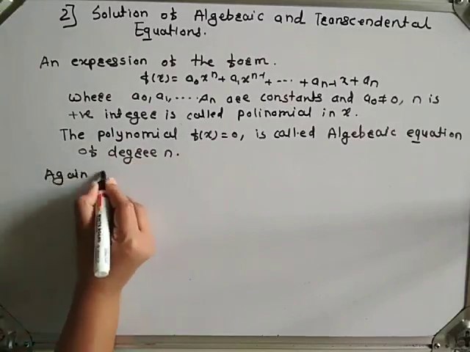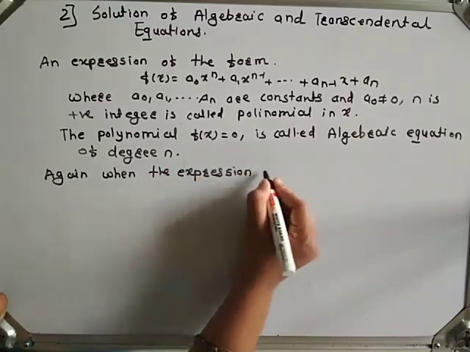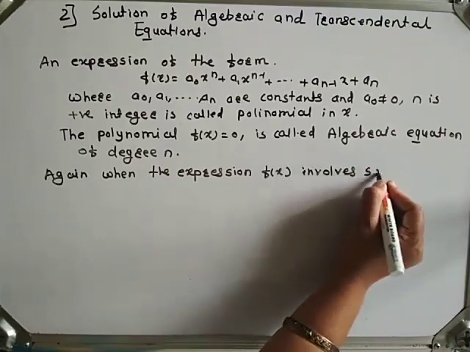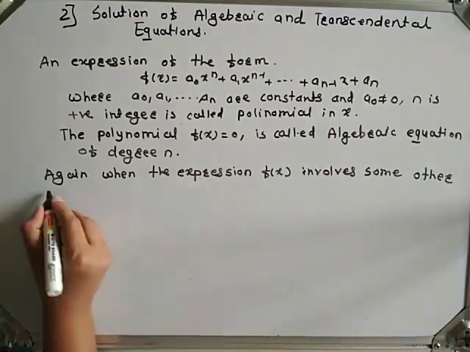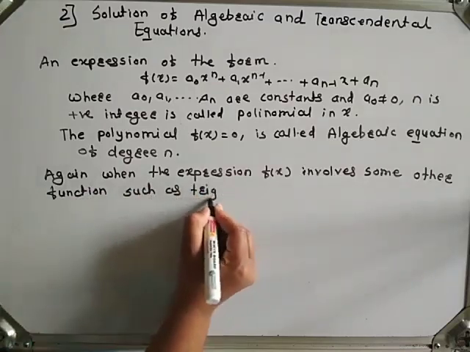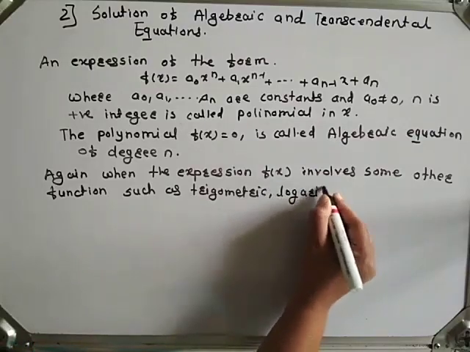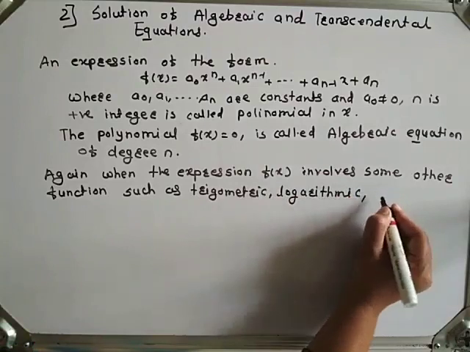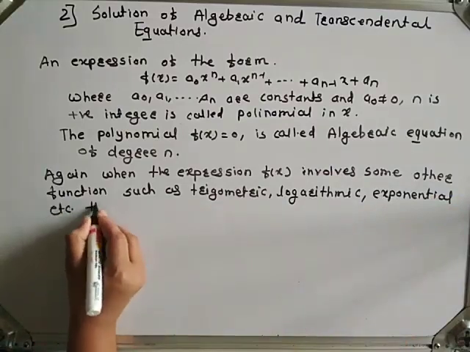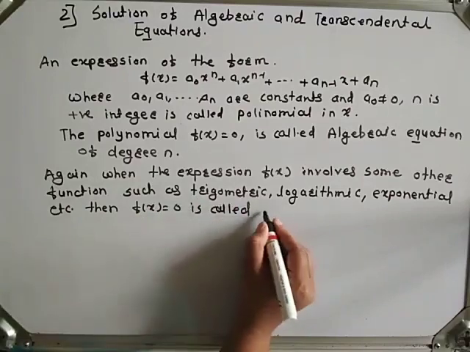Again, when the expression f of x involves some other function such as trigonometric, logarithmic, exponential, etc., then f of x equal to 0 is called a transcendental equation.